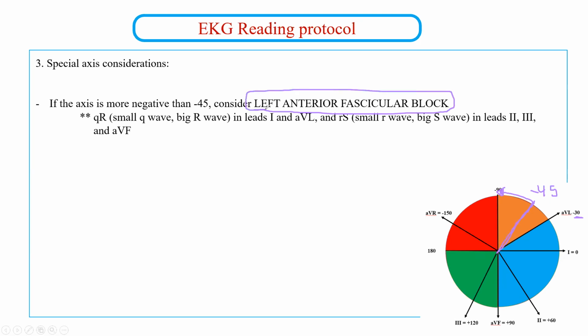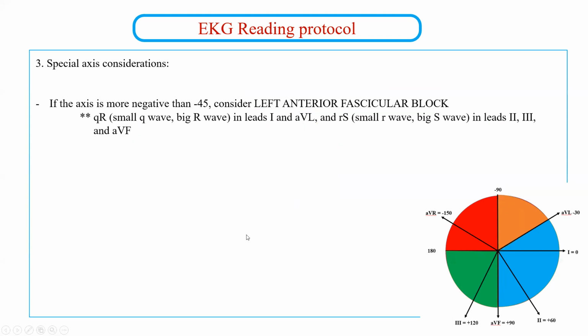And we discussed left anterior fascicular block in a separate video. Okay, but you have to support your diagnosis. How do you confirm this? You will find small q with tall r in lead 1 and aVL, and the opposite, small r with tall s in leads 2, 3, and aVF, which are the inferior leads. So this is consideration number 1.